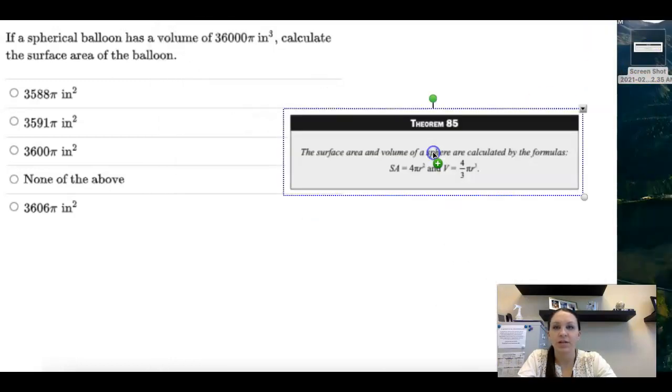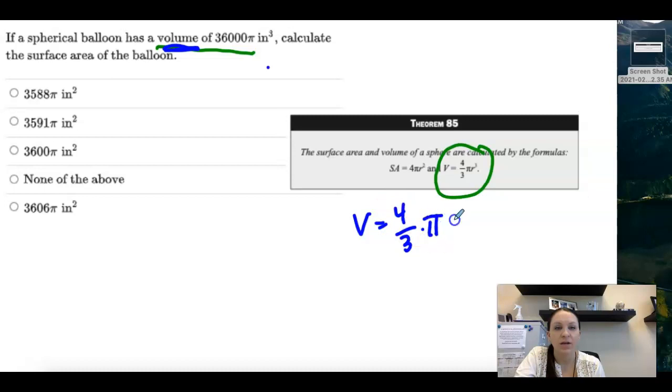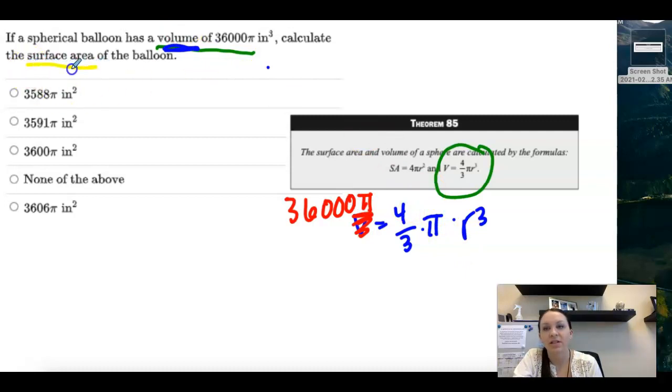So a spherical balloon has a volume of 36,000 pi inches cubed. Calculate the surface area. So this time we're given the volume. So I need to use the volume formula, and I know what V is. So V equals 4/3 times pi times R cubed. But V is 36,000 pi. And using that, we need to find the surface area.